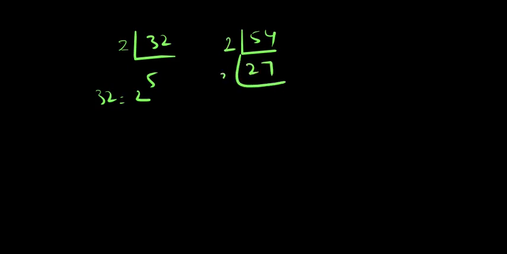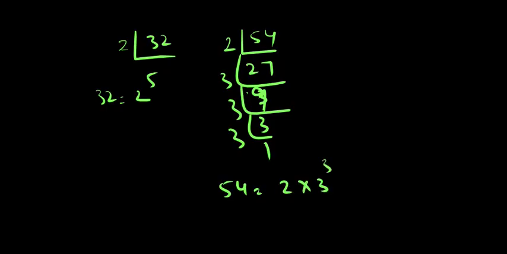Okay, let's take 32 and 54. There are two numbers for which we have to find the LCM. 32 can be written as 2 power 5. Okay, 54: 2 27s are 54, 3 9s are 27, 3 3s are 9, 3 1s are 3. It can be written as 54 equal to 2 into 3 cube. 32 equal to 2 power 5. Right?